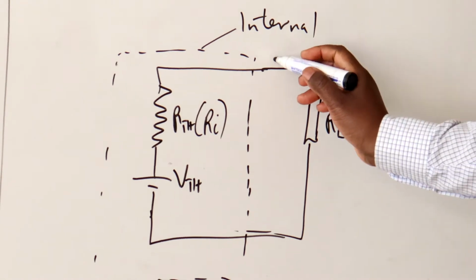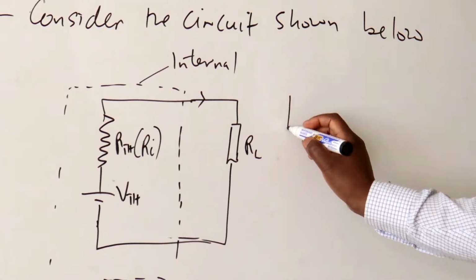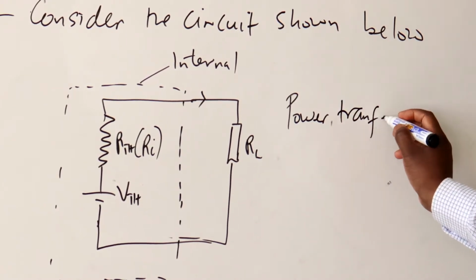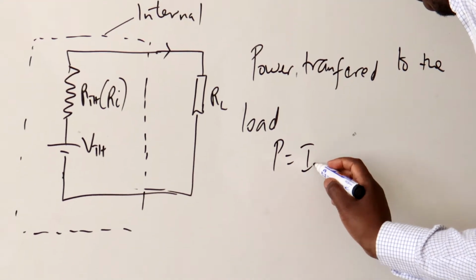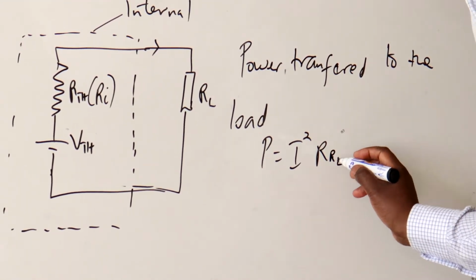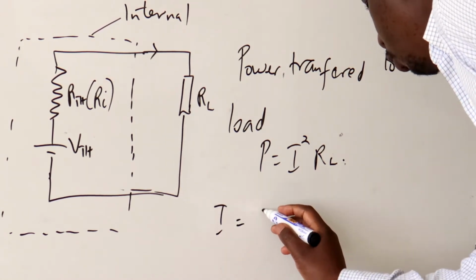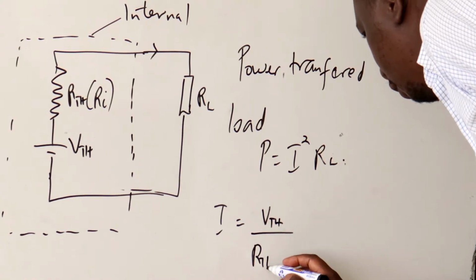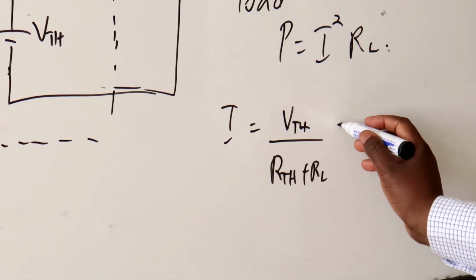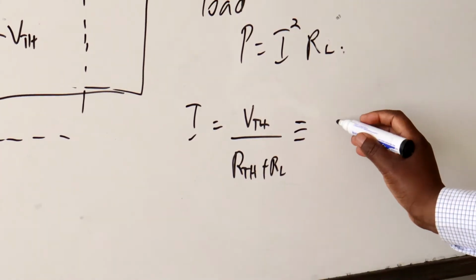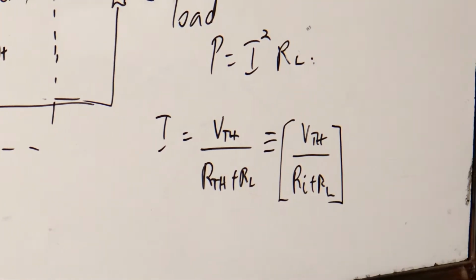The power transferred to the load is given by I squared RL. For the current, I must be equal to VTH over RTH plus RL, which is VTH over RI plus RL. That's what gives us the current.